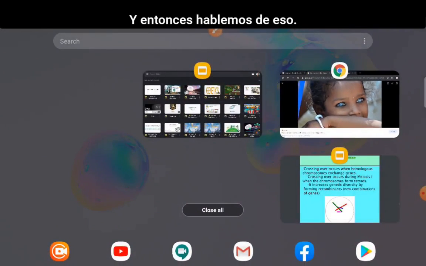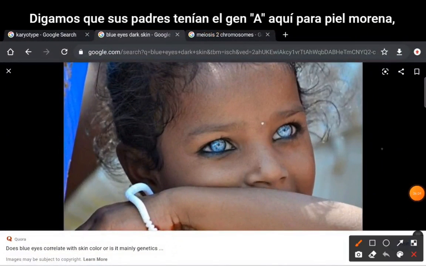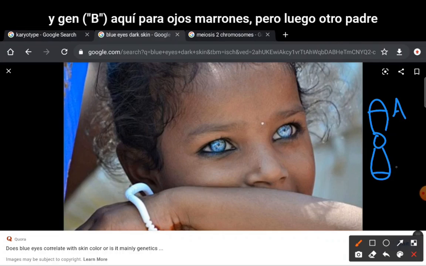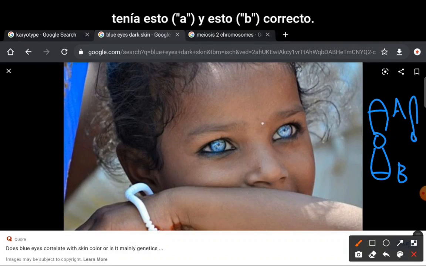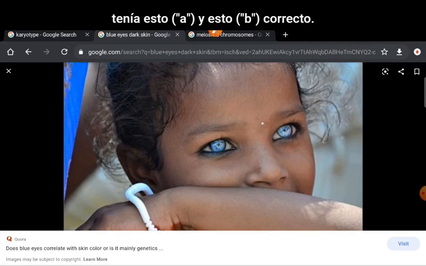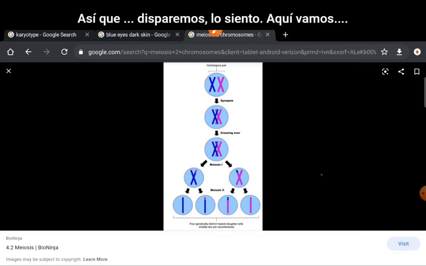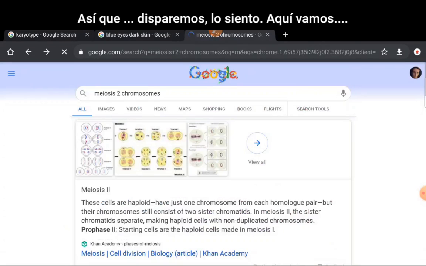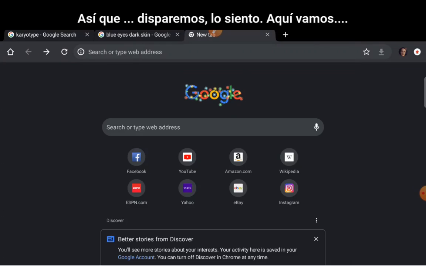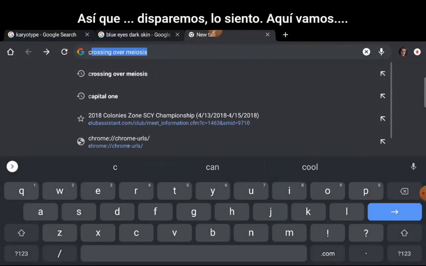And so let's talk about that. Let's say that her parents had gene A here for brown skin and gene B here for brown eyes. But then another parent had this and this, right? So let's, oh, shoot. There it is.